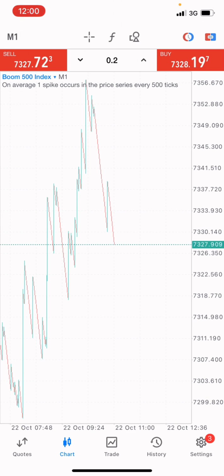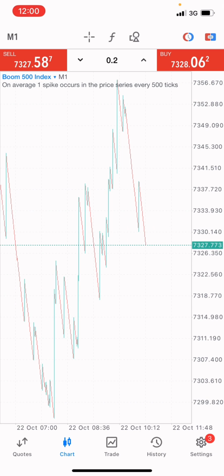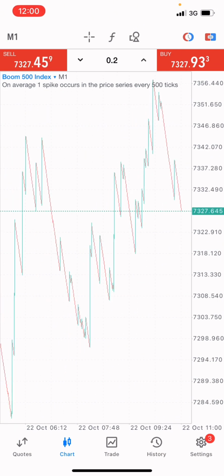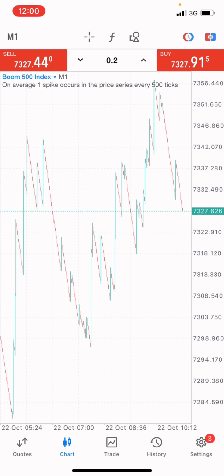All right, so now that we're on episode 4 on how to trade the Boom 500 index successfully, I want you to pay attention to the market condition right now. We're going to pay very close attention to this market condition right here. Now take a look at this point in time. On the Boom 500 index market, we can clearly see that the market has been selling and it has been buying, right?